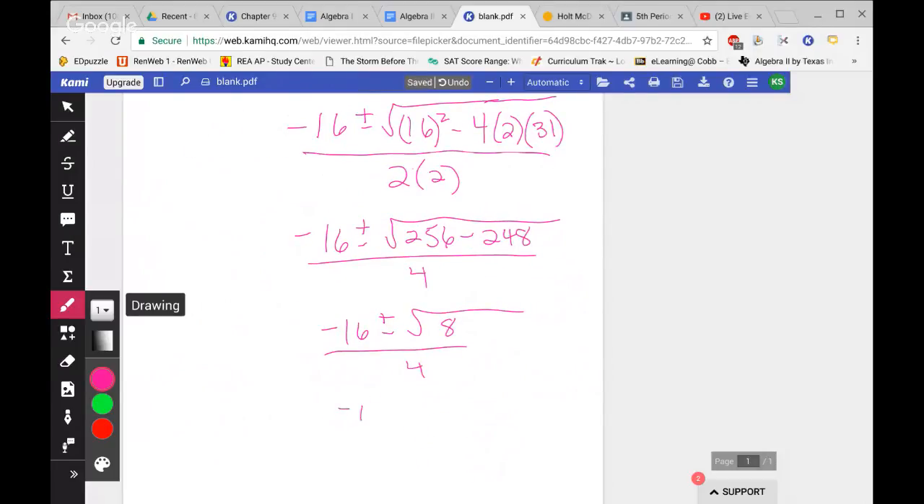Which then reduces to negative 16, and that's going to be 2 times the square root of 2 all over 4. Oh, this is going to be a fun one. Negative 8.